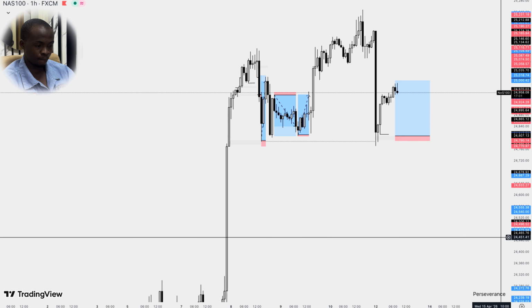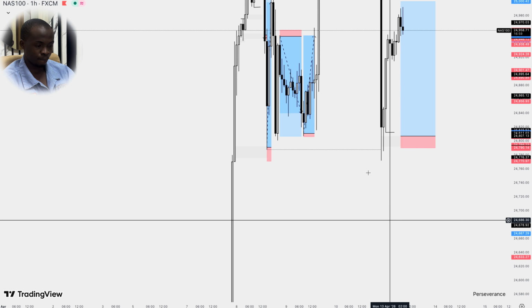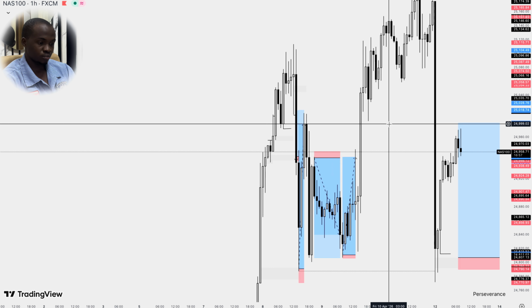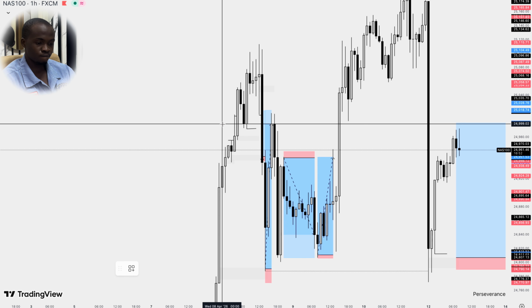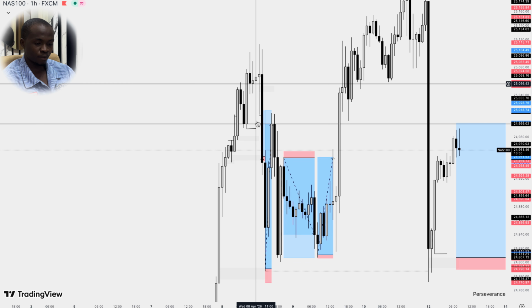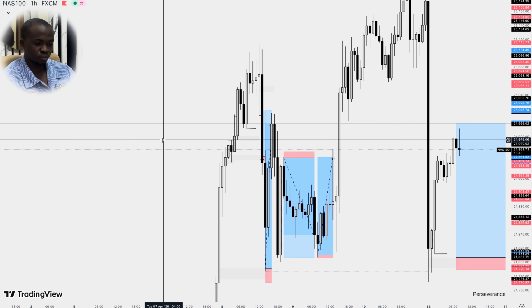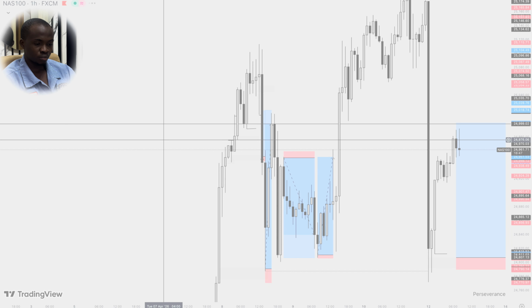Now in the 1 hour time frame, we are going to notice that market is respecting this resistance level. So market is respecting this resistance level. Let me go back to the 15 minutes time frame.